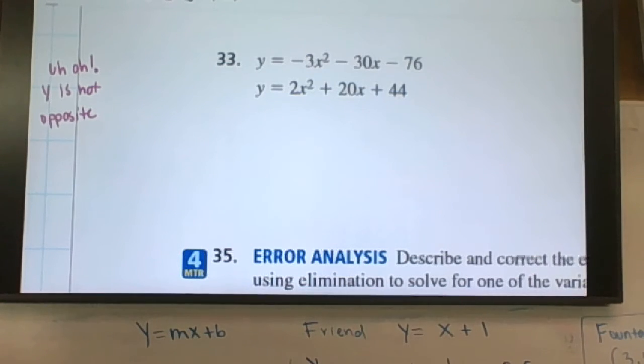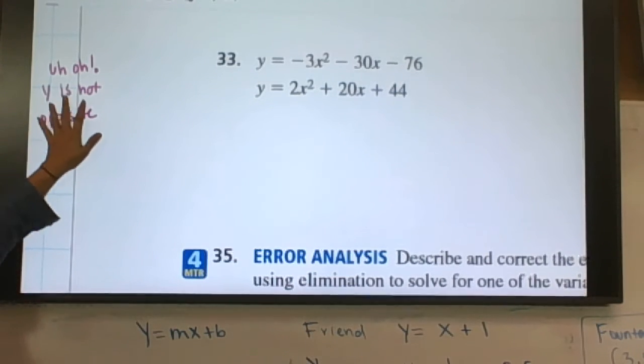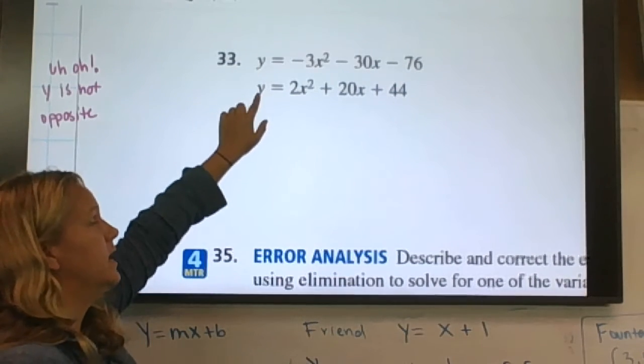Alright, 33 does have a problem, right? Y is not opposite. If I add down just like this, I'm going to end up with 2y instead of canceling out. So take a minute to look. It's supposed to be a positive y and a negative y.